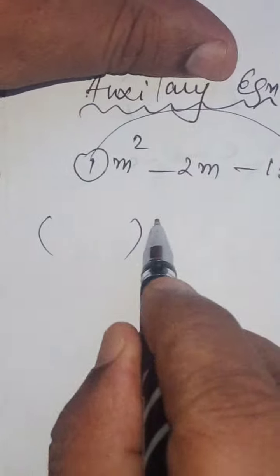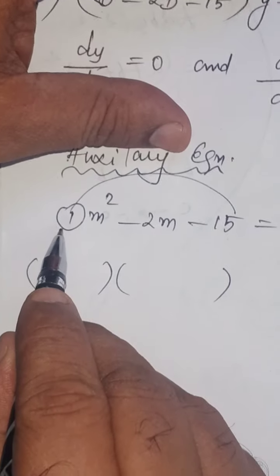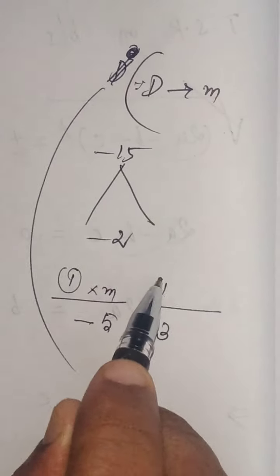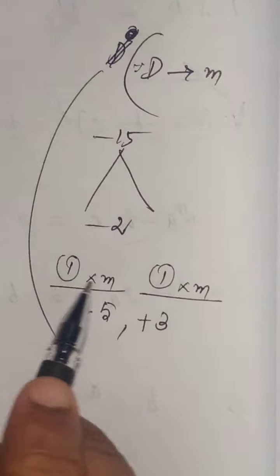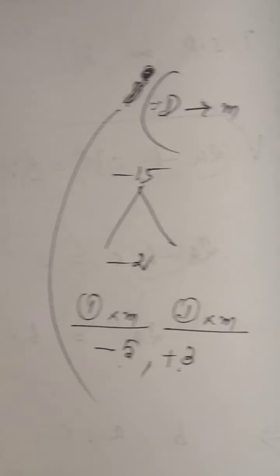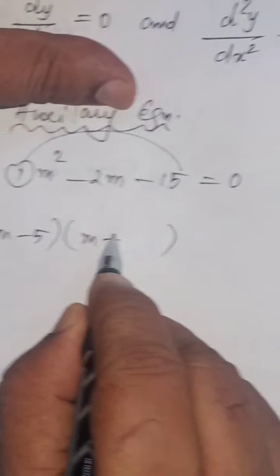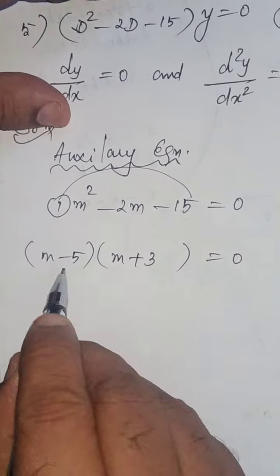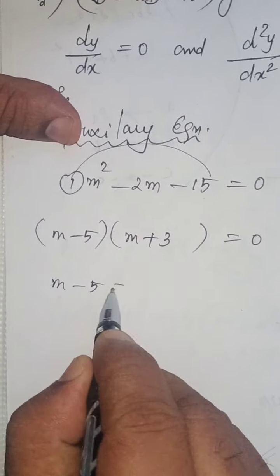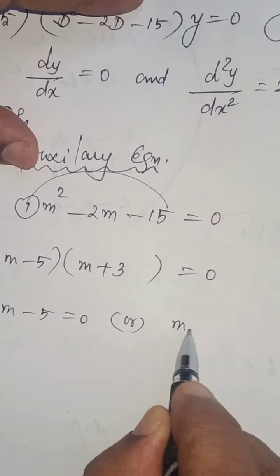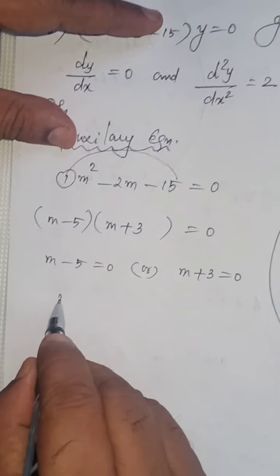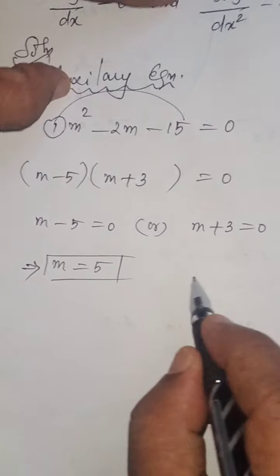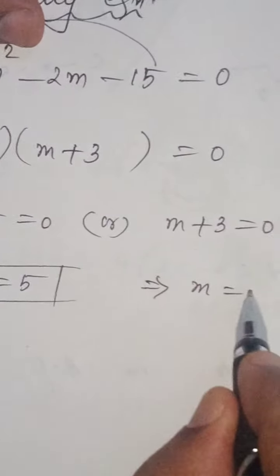For getting the linear factors, consider the coefficient of m squared, that is 1. Write 1 in the numerator with variable m. Here also 1 into m. So (m minus 5)(m plus 3) is equal to 0. The product of these two equals 0 means either m minus 5 equals 0 or m plus 3 equals 0. Therefore, m equals plus 5, and m equals minus 3.